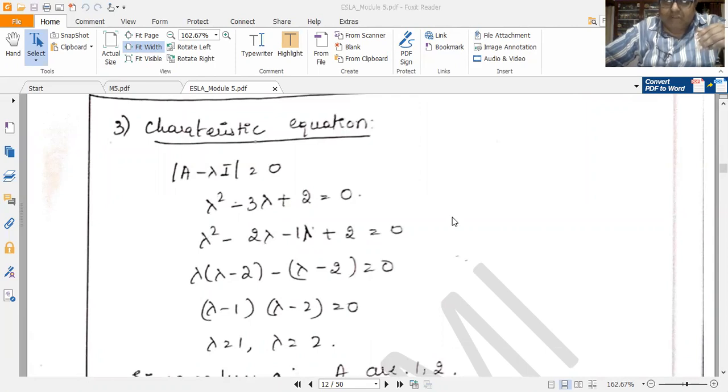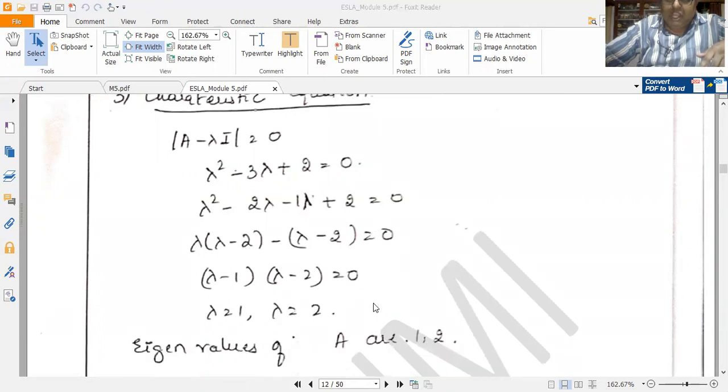2 can be written as 1 into 2, or as minus 1 into minus 2, because I have got minus 3 lambda here. So minus 2 into minus 1 gives 2, and also minus 2 minus 1 is equal to minus 3. So I can write this as lambda squared minus 2 lambda minus lambda plus 2 is equal to 0. Take lambda common among the first two terms. So I get lambda into lambda minus 2, minus 1 into lambda minus 2, is equal to 0. Lambda minus 2 is common, so I get lambda minus 2 into lambda minus 1 is equal to 0.